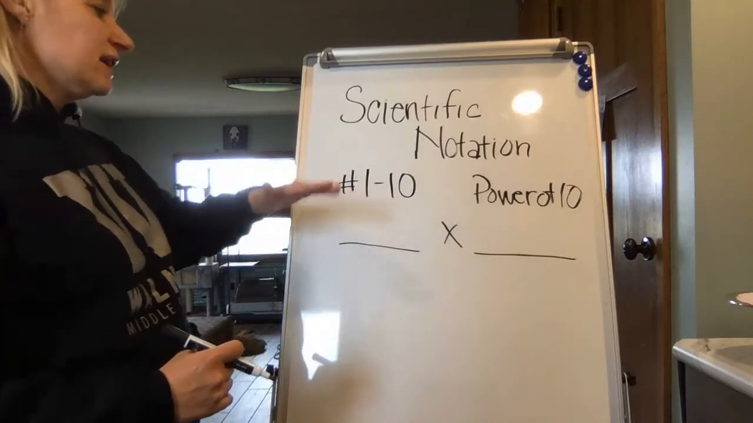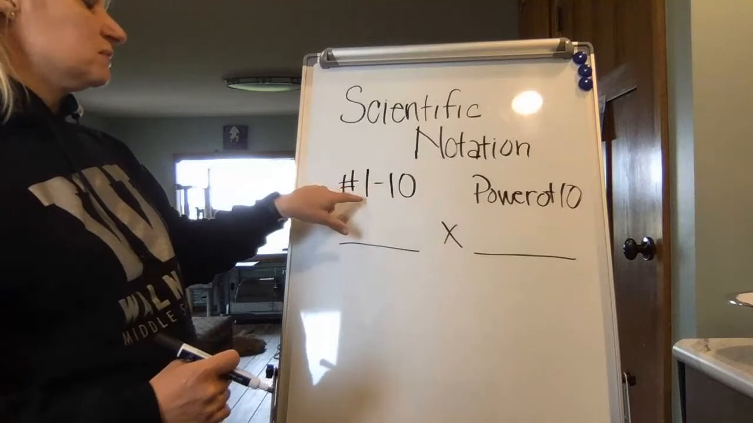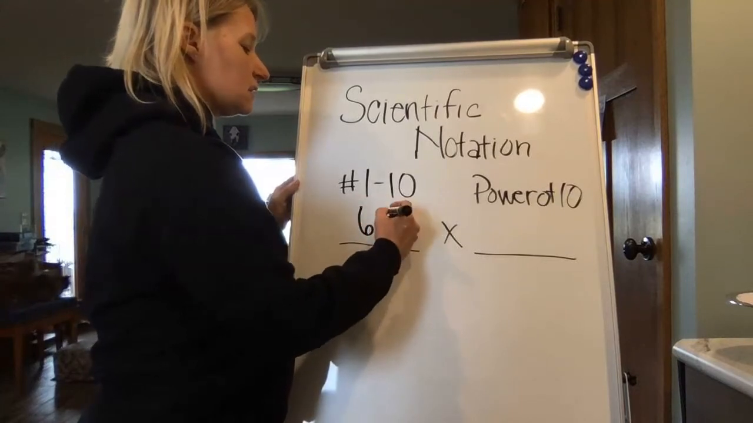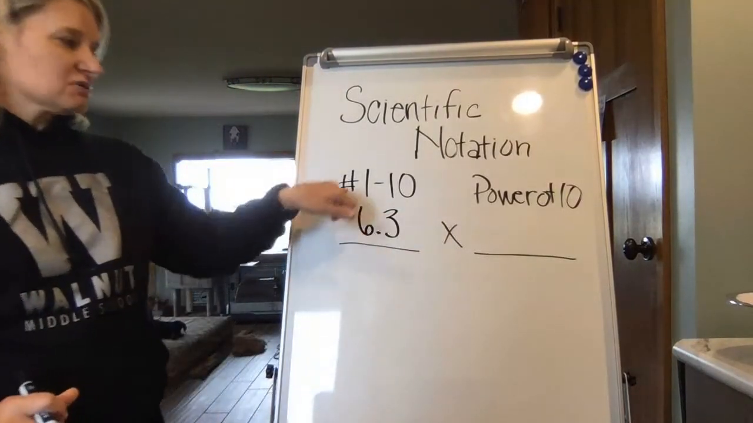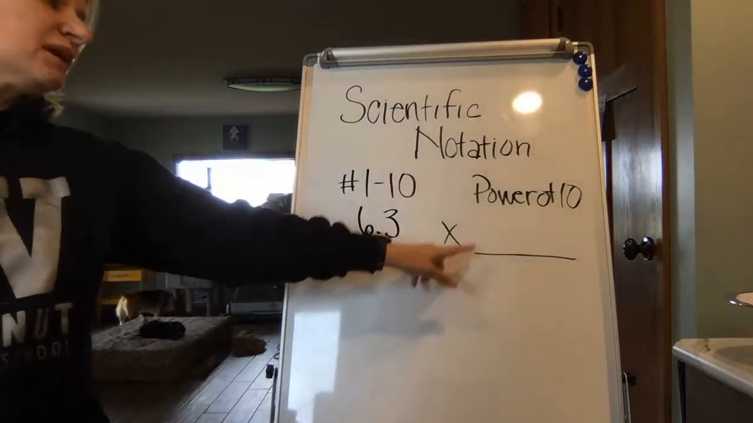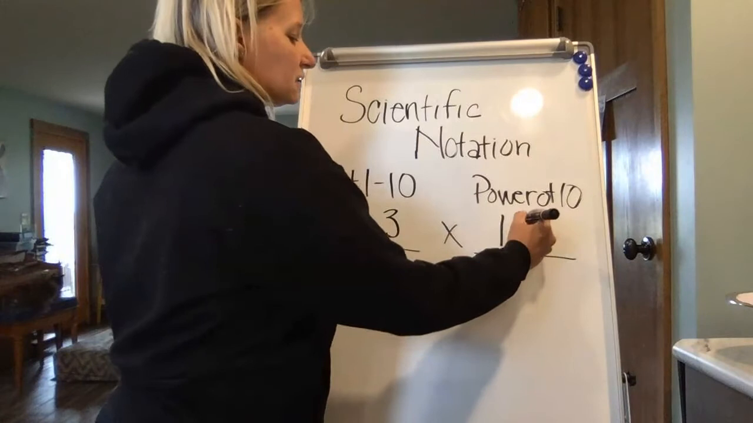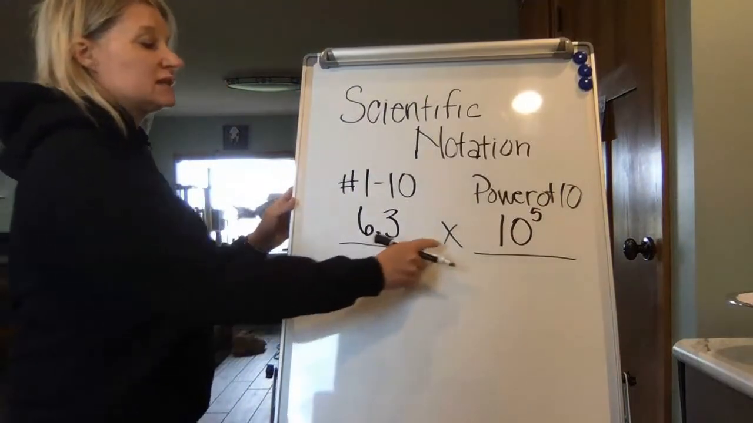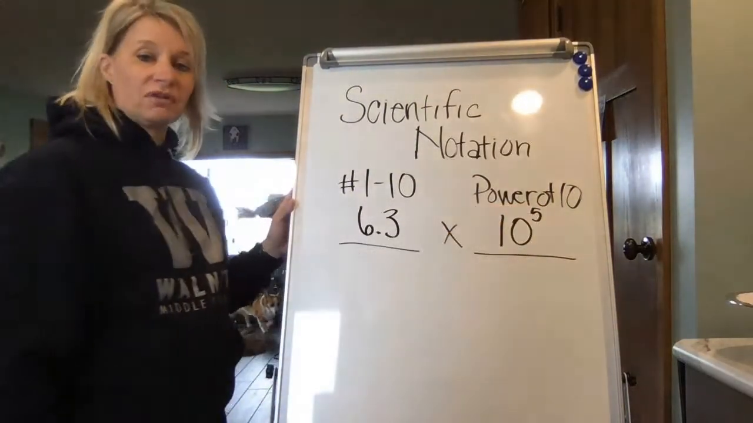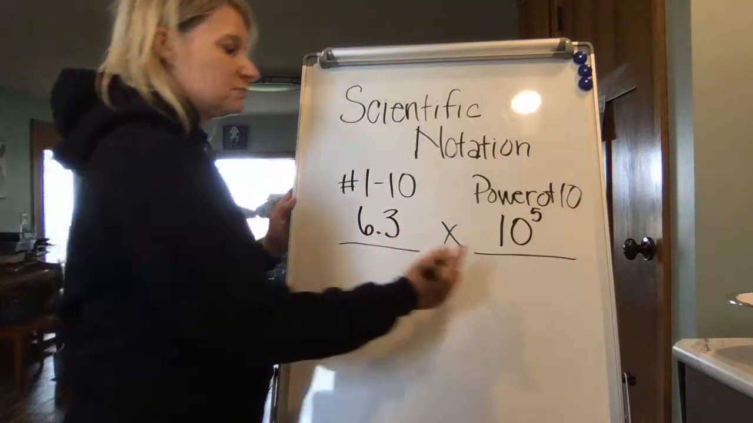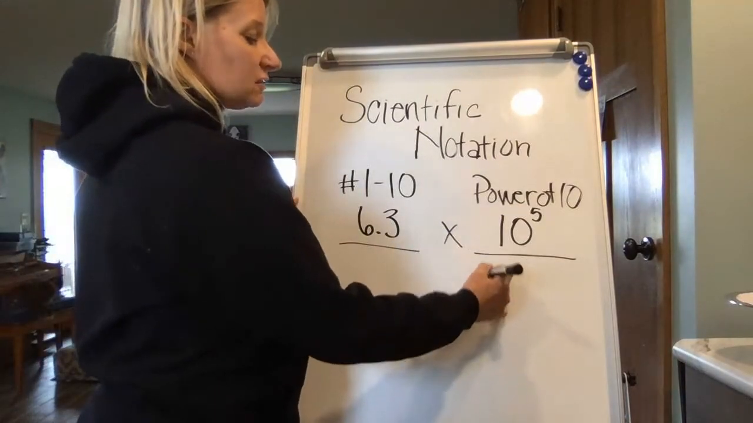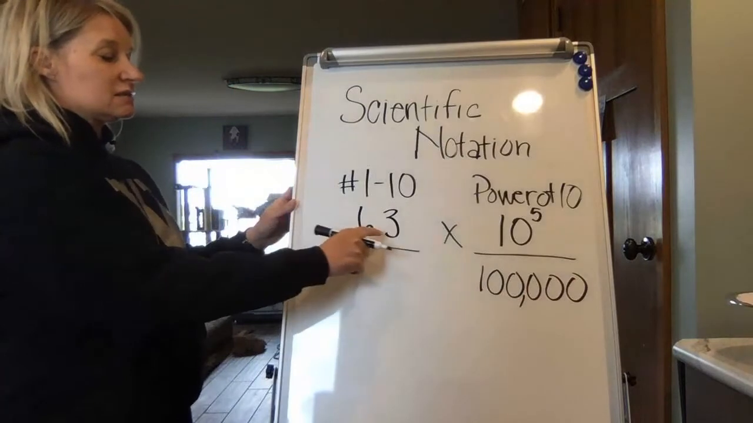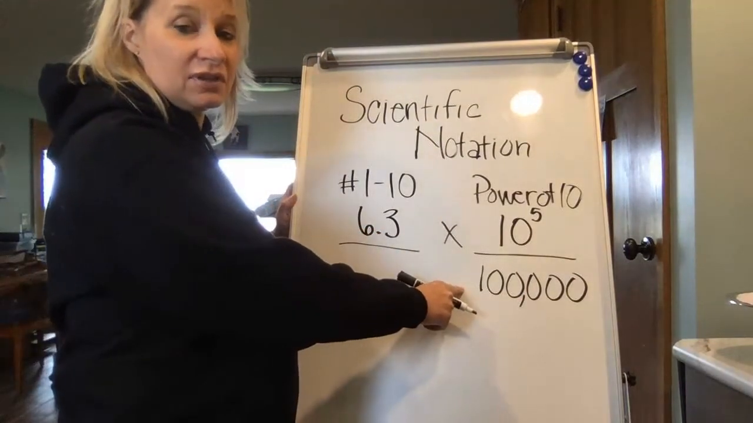So if we have a number already in scientific notation, the first number is going to be between 1 and 10. It cannot be larger than 10. So let's say we have a number of 6.3. That falls between 1 and 10. It's going to be multiplied by something to the power of 10, and that could be a positive or a negative number. We're going to start with the number 5. So it's 6.3 times 10 to the 5th power. That means we are multiplying the 6.3 times 10 to the 5th, so there are 5 zeros. So we're multiplying 6.3 times 100,000, right?